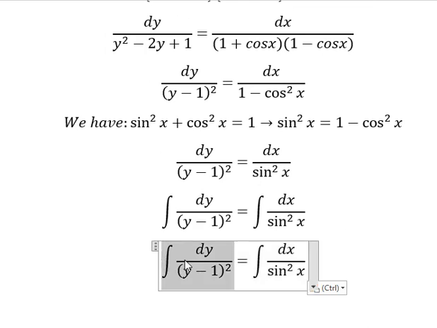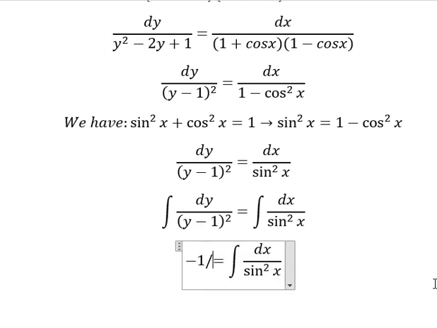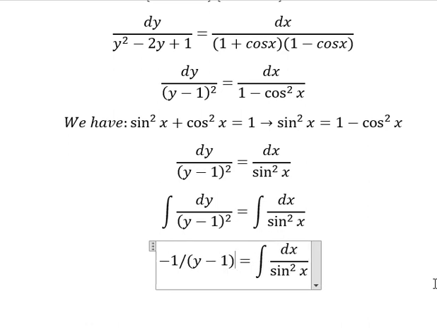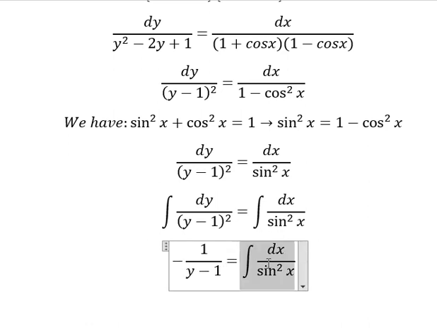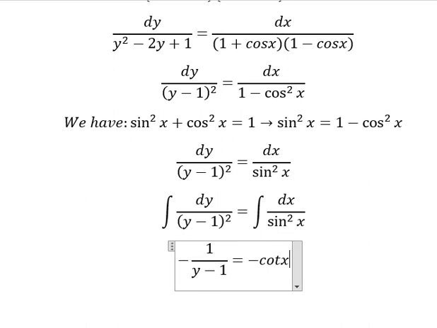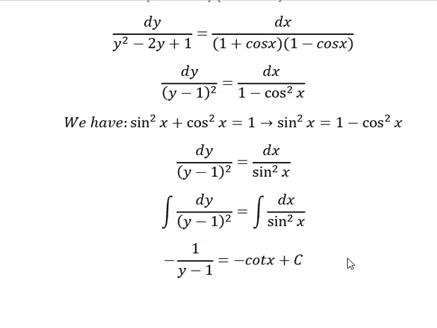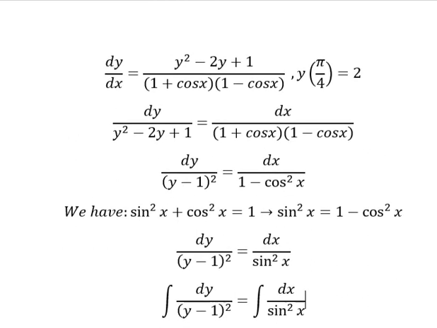So the integration of this one, we have negative number 1 over y minus 1. The integration of this one, we have negative cotangent x, and I will put about c. Now we have the conditions.